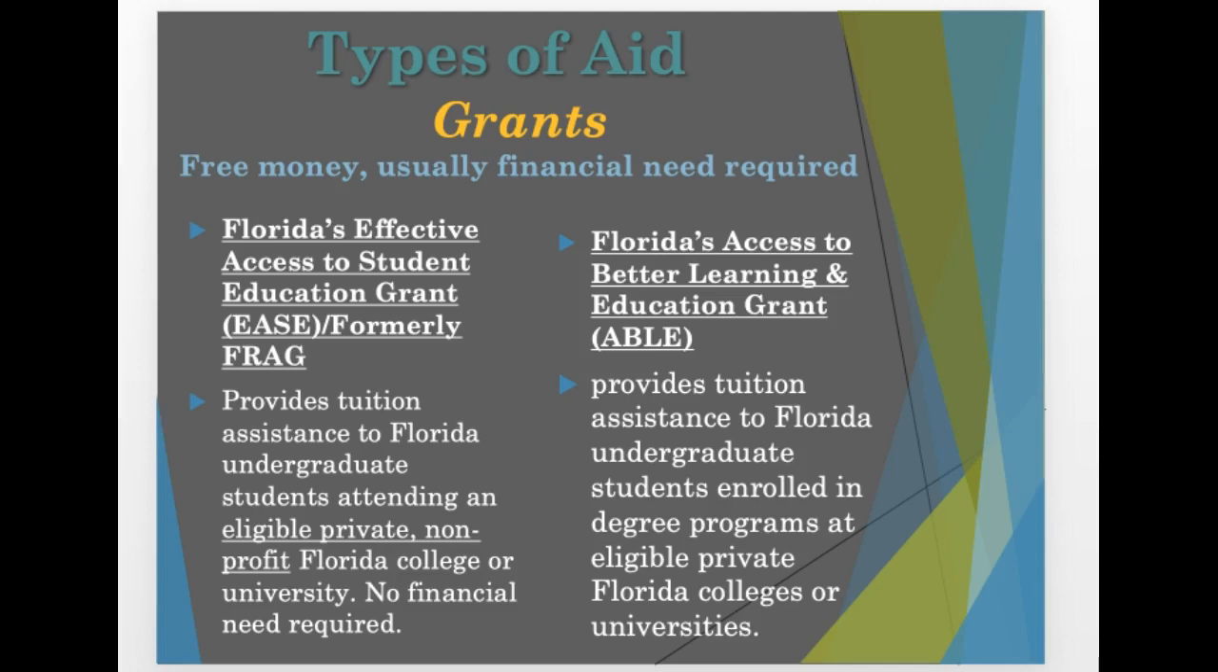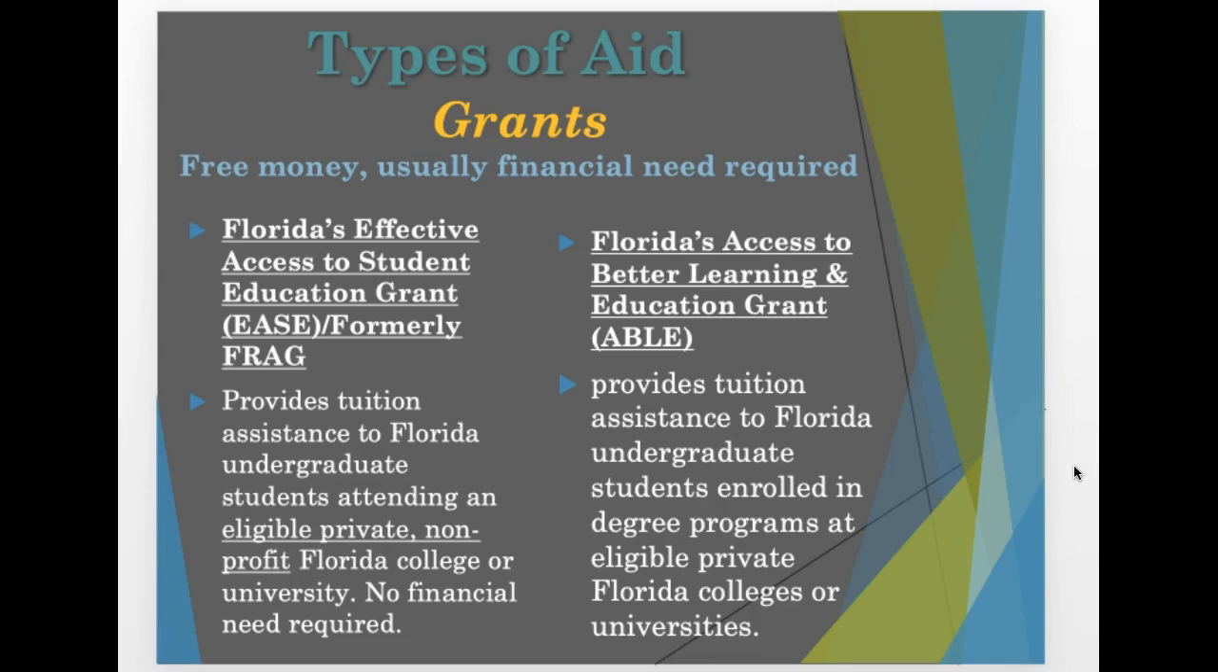Then we have a few others that are not based on financial need necessarily. You have the Florida EASE grant, also used to be known as the FRAG, the Florida Resident Access Grant. This provides tuition assistance to Florida's undergraduate students attending an eligible private nonprofit. So this is only for students who attend private universities in the state of Florida. There is no financial need required. You just have to be a Florida resident. That's the only requirement. It's typically around $3,500 to $4,000 a year. It changes from year to year, but that is only at a private university or college. So not a public university such as USF or the University of Florida.